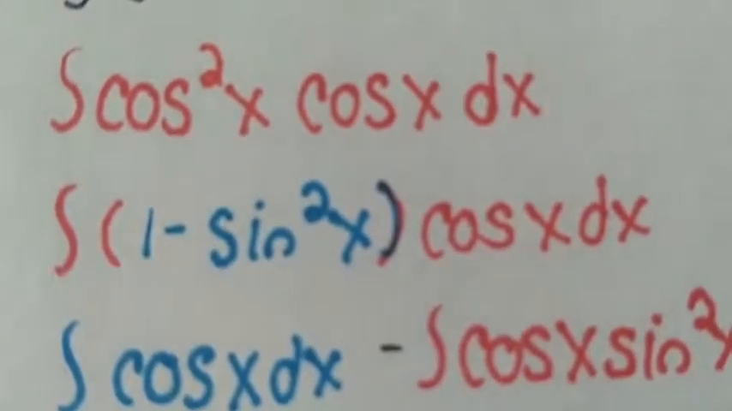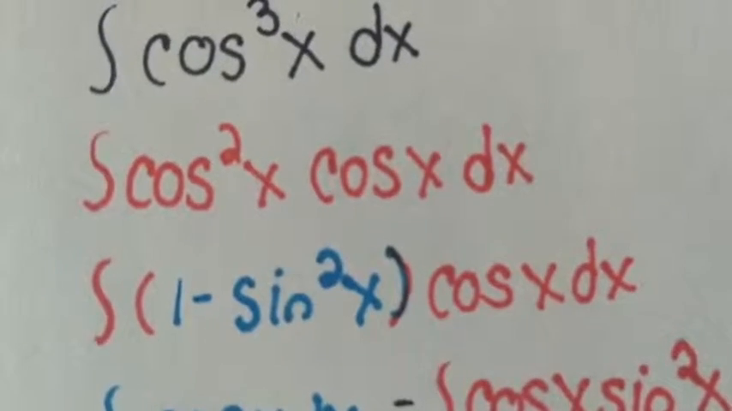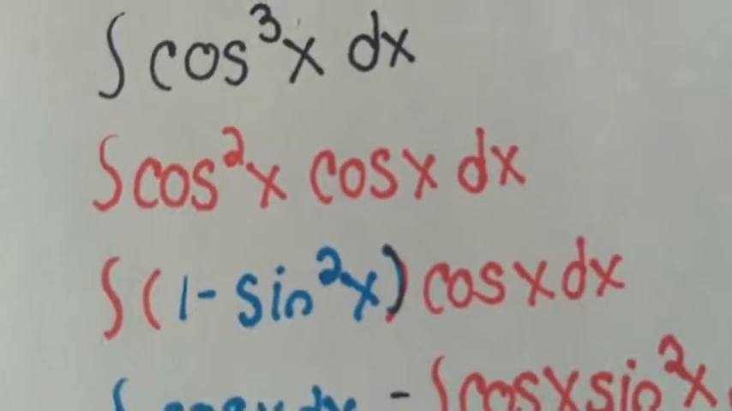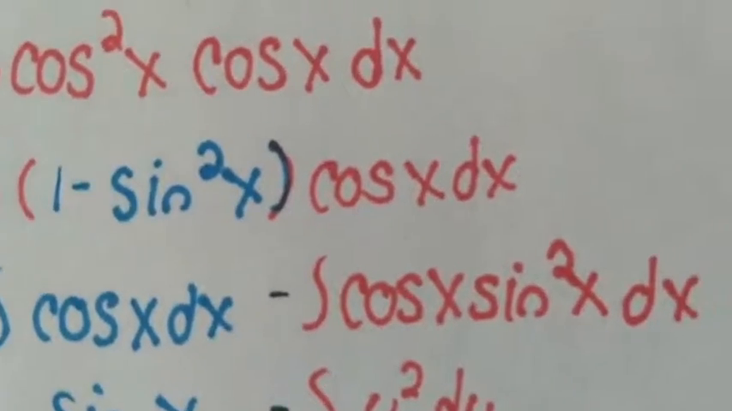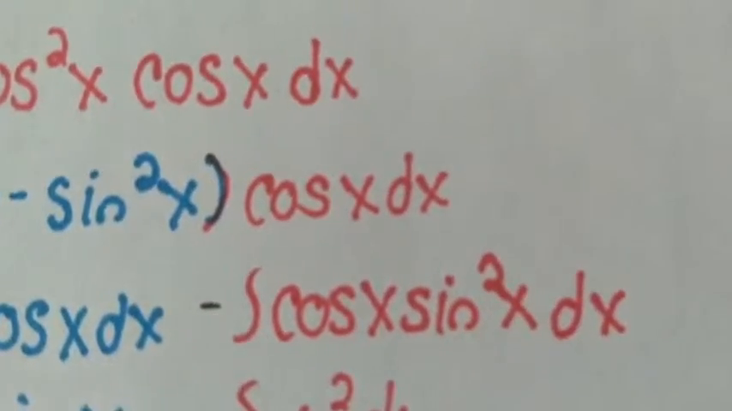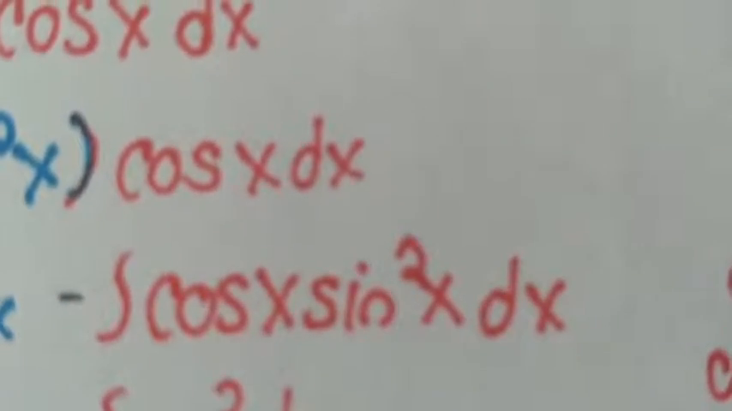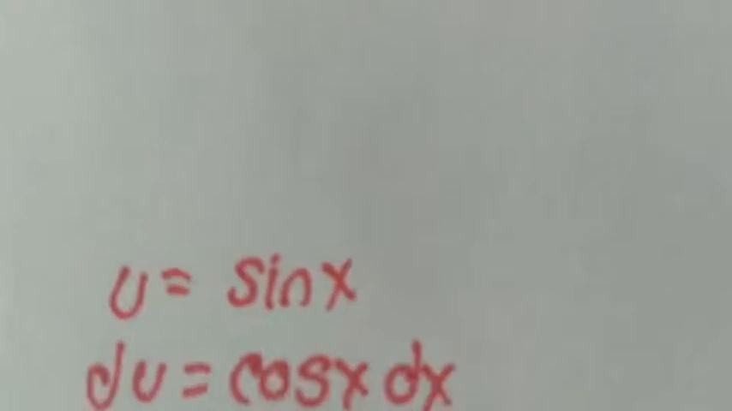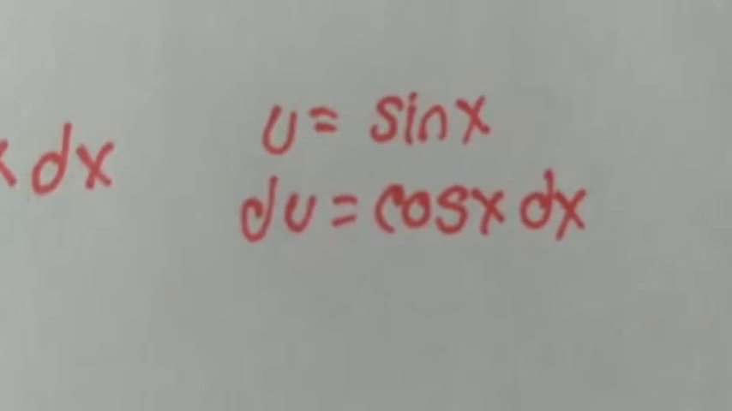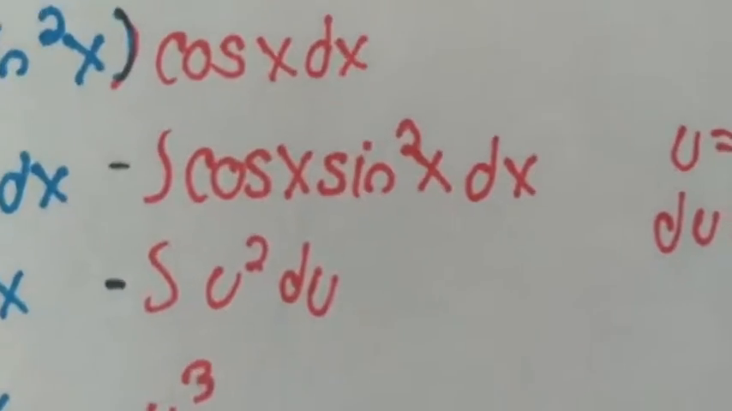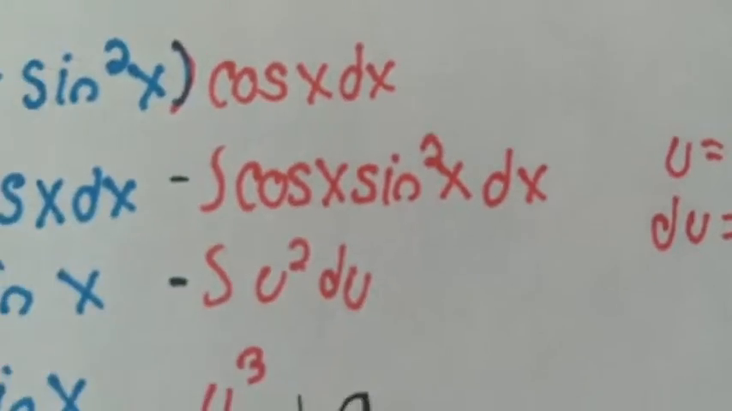Knowing this, we can proceed with the integral, splitting it into two different parts: cosine of x times dx minus cosine of x times the sine of x to the square dx. In this second part, you know that u would be equal to sine of x, and du would be equal to cosine of x dx. Knowing that, you can simplify cosine of x times the sine of x to u to the square du.